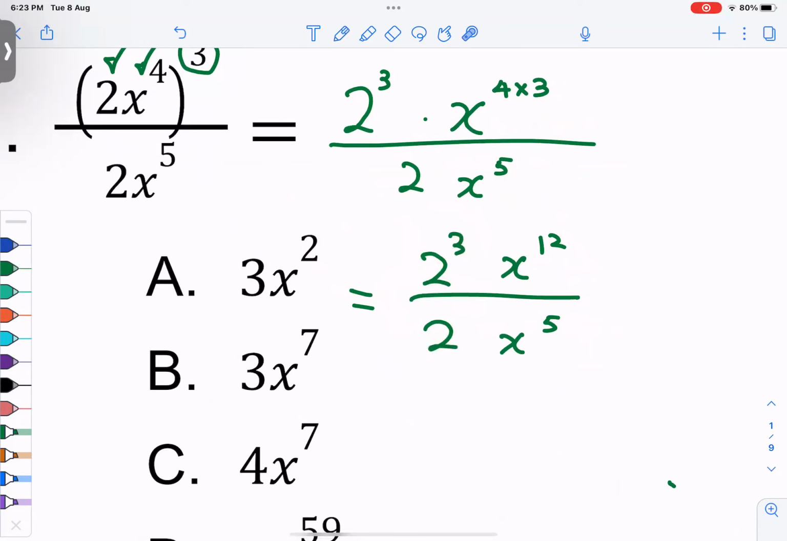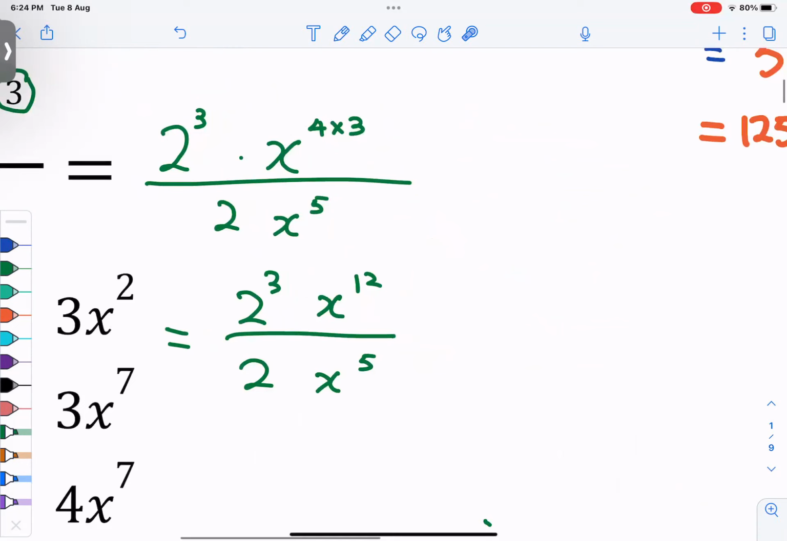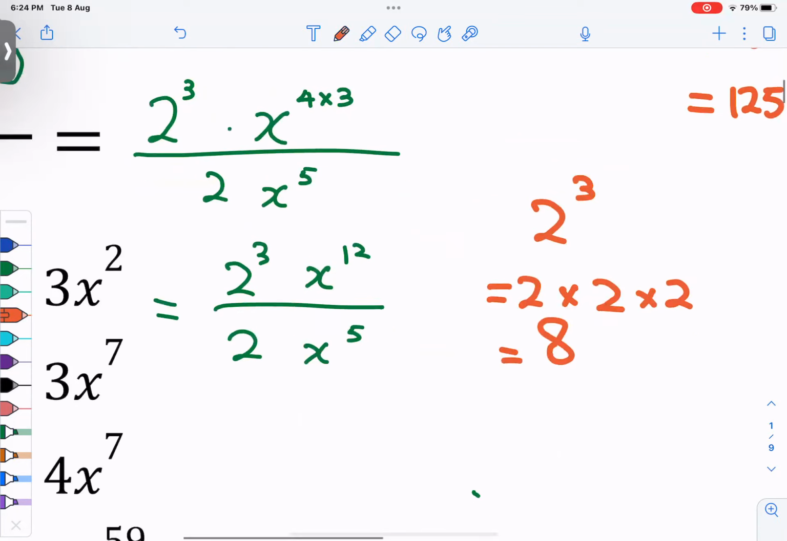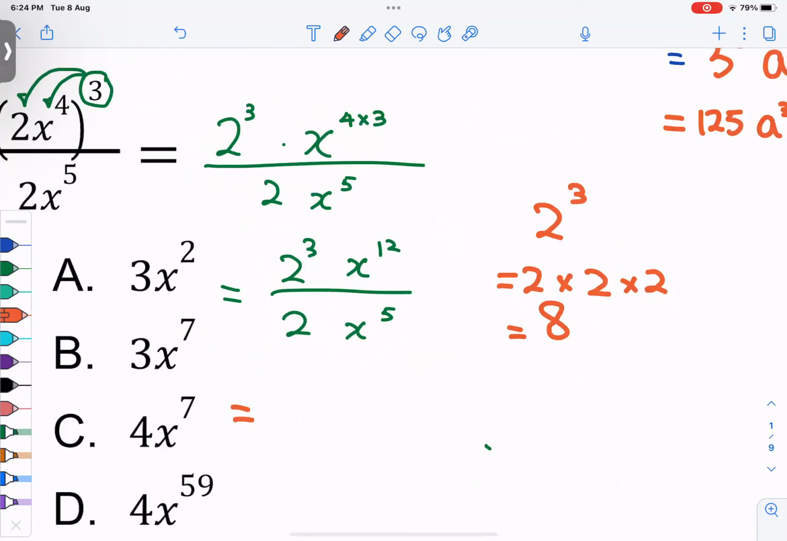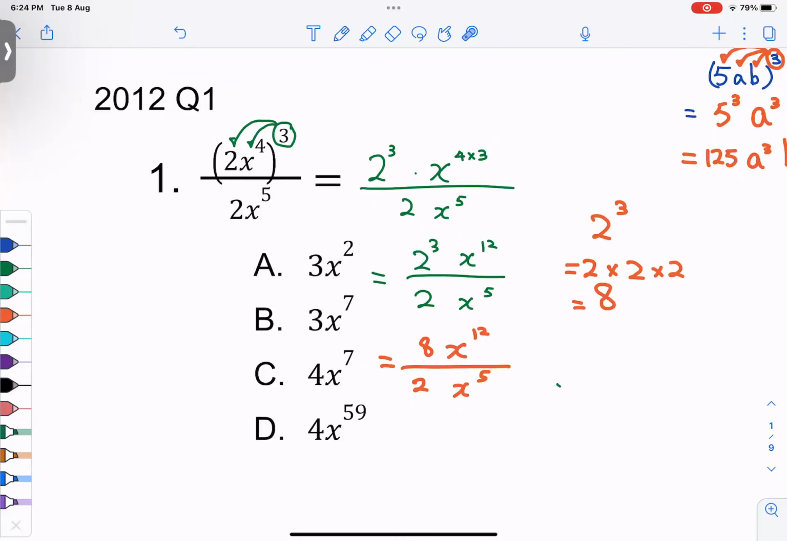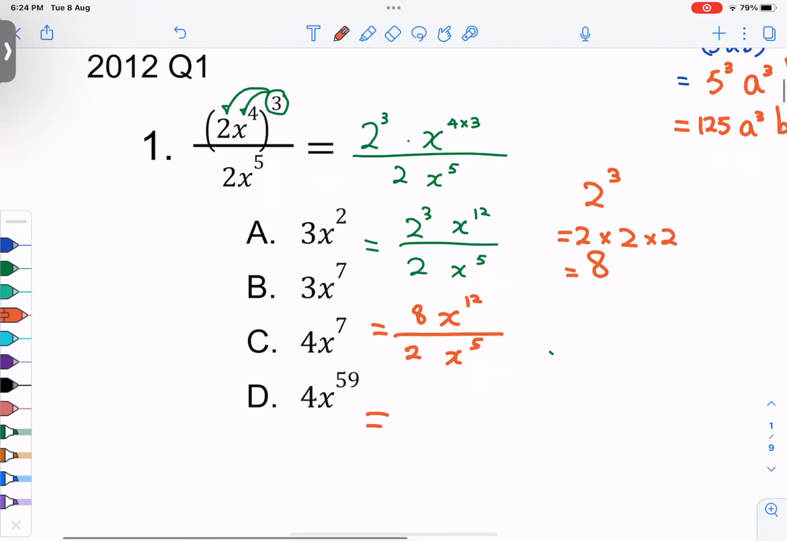And then numbers deal with numbers. 2 cube over 2. You can click calculator directly or you can calculate on your own. 2 cube means 2 times 2 times 2, which is 4 times 2, 8. You can write it that way or you can directly click calculator. For your exams, write at least 3 steps. Usually the steps don't have all the marks, but if you write steps, then you might get marks if your answer is wrong as well. And then 8 over 2, you get 4.